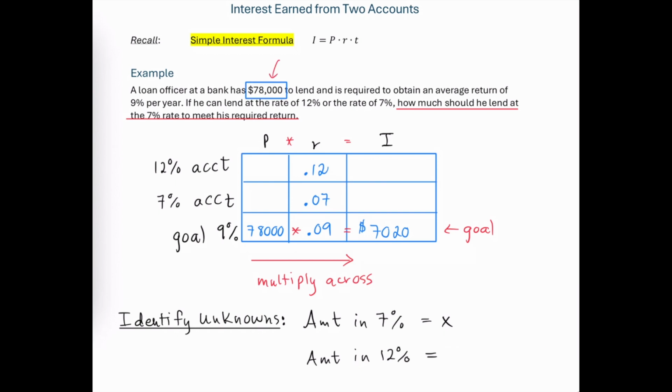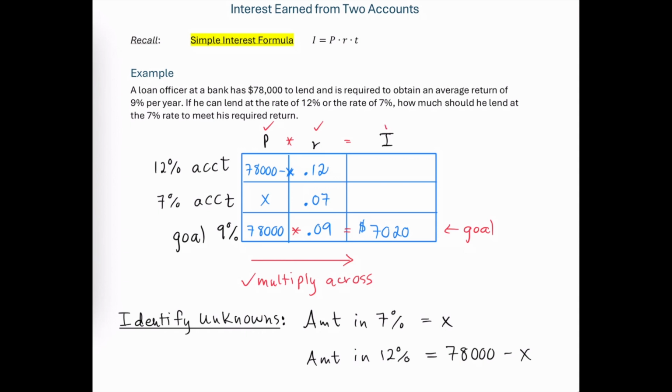Because we had $78,000 to begin with, the amount left over to go in the other account is $78,000 minus however much we put in the 7% account. This is what remains to go in the 12% account. So x is going to go in the principal cell for the 7% account, and 78,000 minus x goes in the principal cell for the 12% account. Now we have our first two columns populated, and we're going to multiply across to generate the third column.